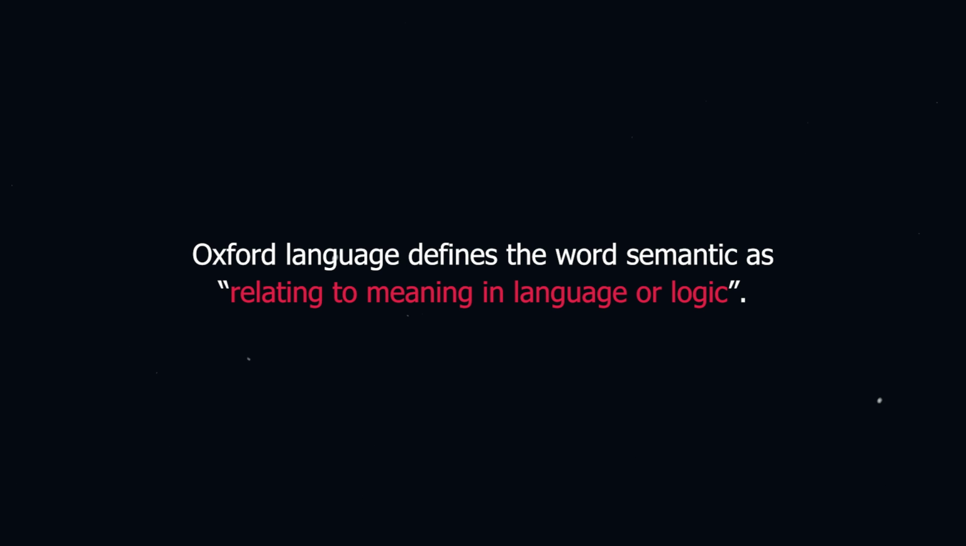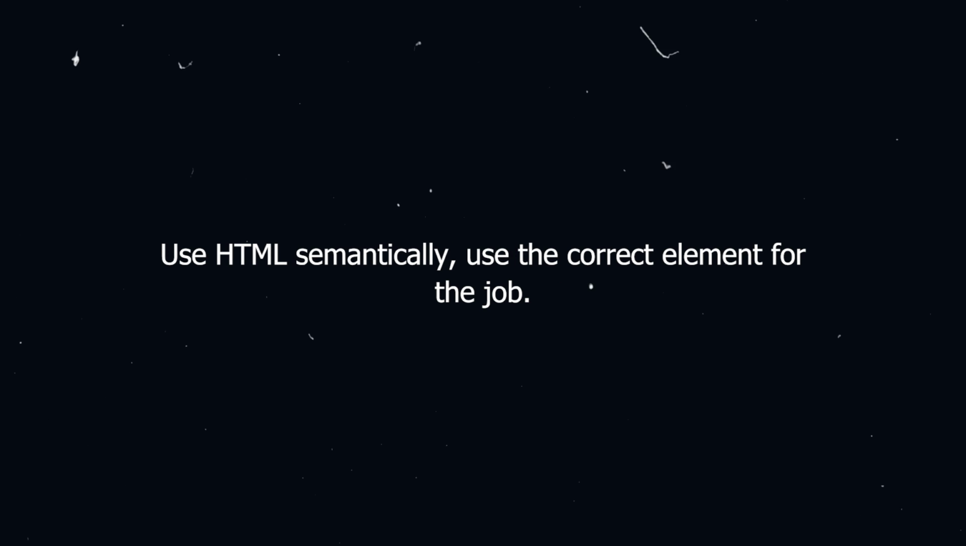This is a good rule to follow. There is nothing stopping you from using an H1 element to render a paragraph. Sure, the browser has default styling for the H1 element, but you can reset those with CSS and then use the H1 element the same way you would use the P element to render a paragraph. But you shouldn't do this. It is not semantic. Use HTML semantically. Use the correct element for the job.